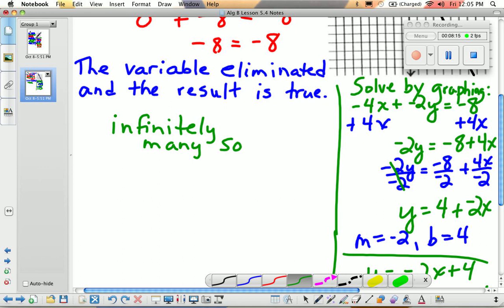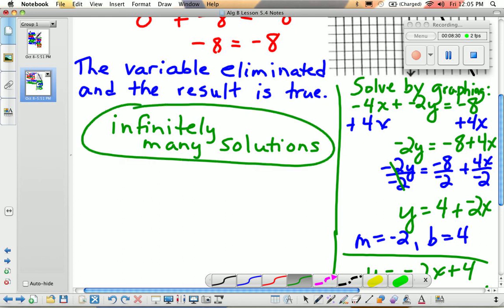So when the variable eliminates algebraically and you end up with a result that is true, that's what we wrote here, the variable eliminated and the result is true, you can count on that telling you there are infinitely many solutions. And then you just told me that means it's consistent and dependent. So that's the type of system it is.